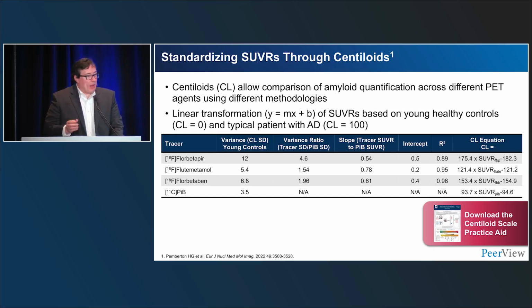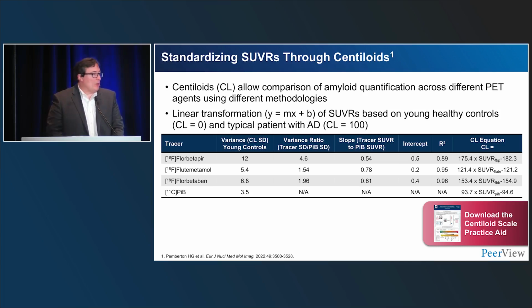So SUVRs are great, but the challenge is they're going to depend a lot on the methodology. What PET tracer did you use? What's your pipeline? Where are your regions of interest? So Centiloids are based on SUVRs, but the idea is this will allow us to compare values across PET tracers and across methodologies.